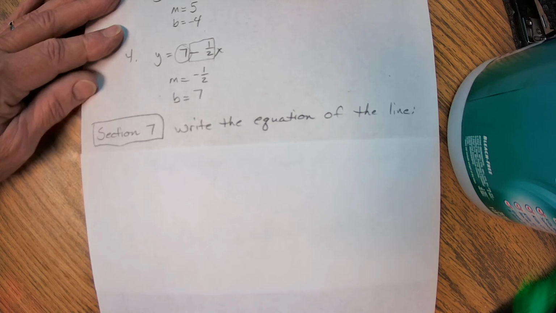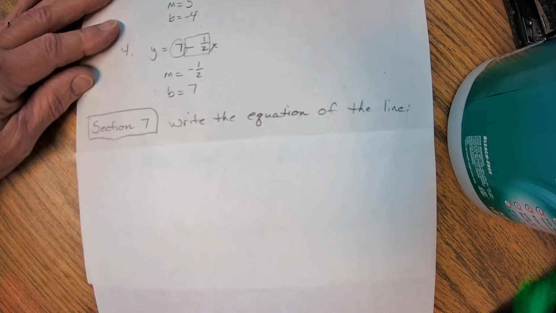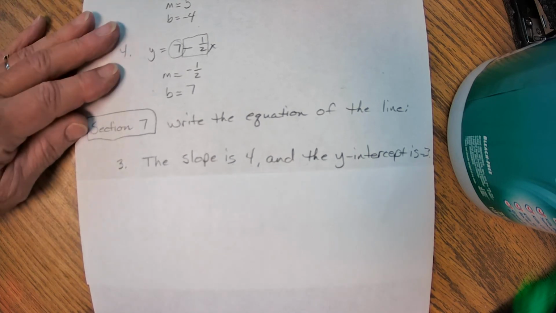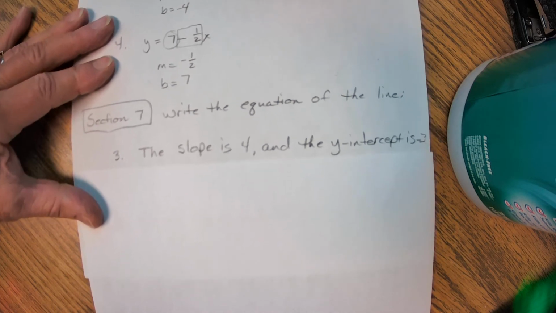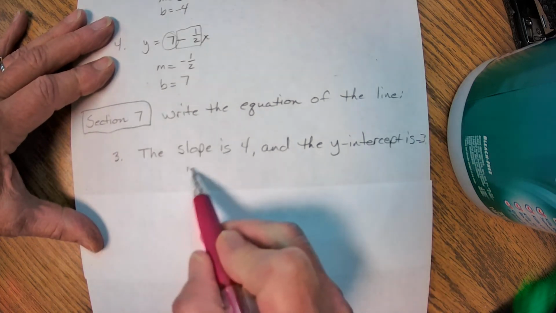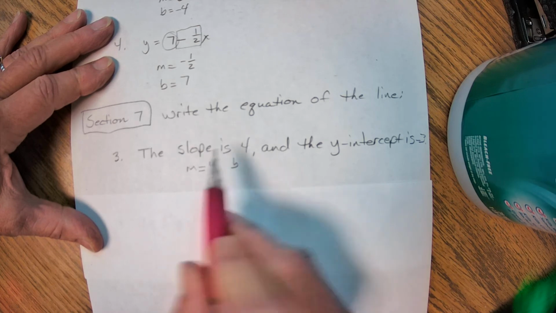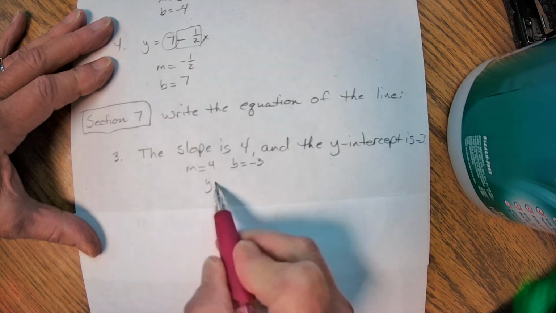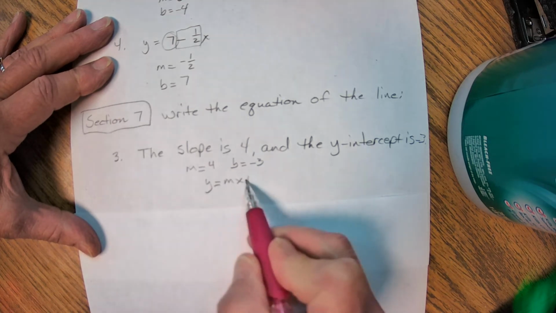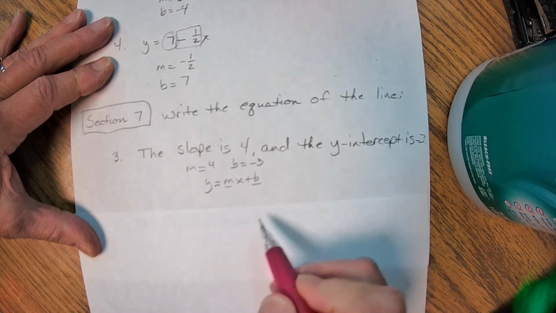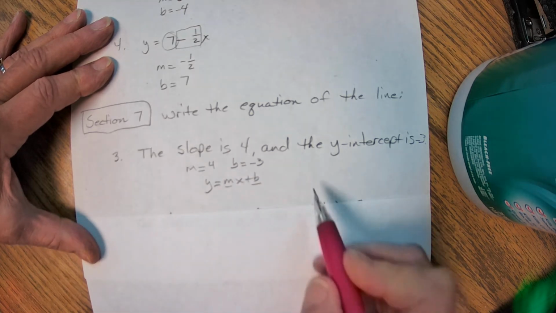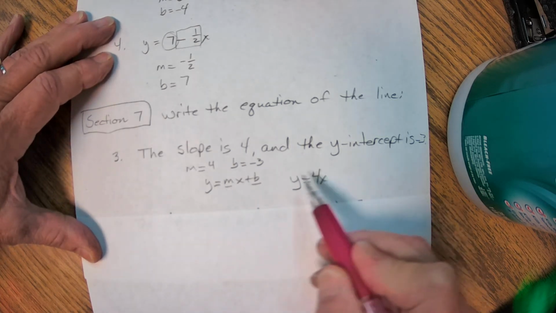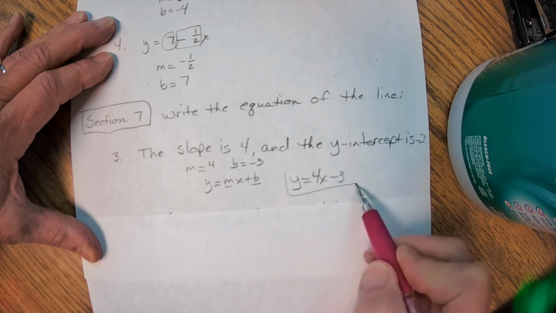In section 7, you're going to write the equation of the line, and they're going to give you the slope and the y-intercept. So if the slope is 4 and the y-intercept is -3, we're going to write this into y equals mx plus b. We're just going to replace these two with what they give us. So the equation of this line would be y equals 4x minus 3, where m is 4 and b is -3. And that's your answer.